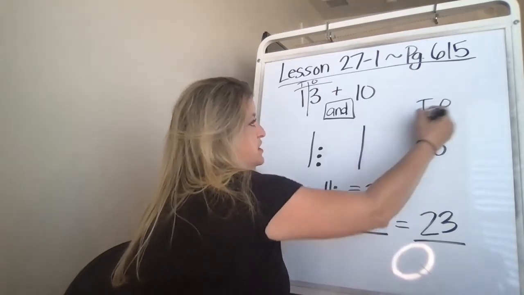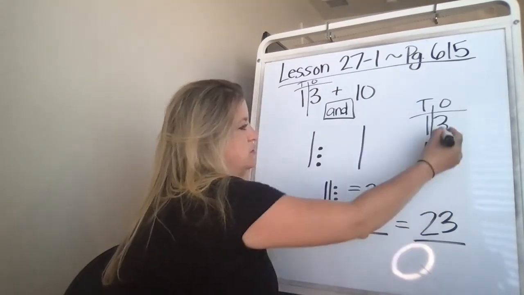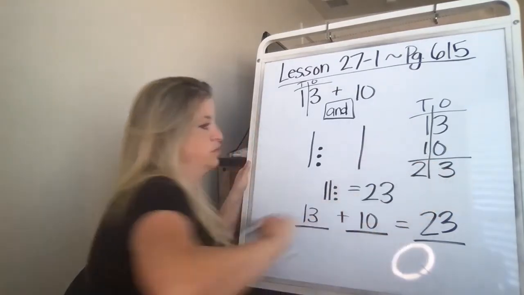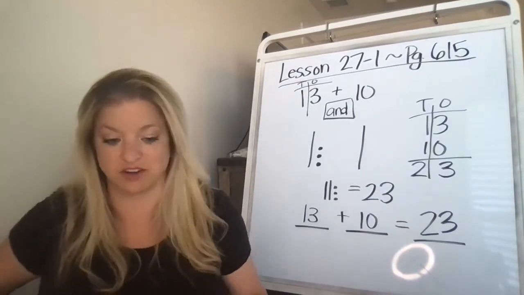Some of our friends put a T and an O up there and make it a chart. 3 plus 0 is 3. 1 plus 1 is 2. Lots of different ways to solve this.